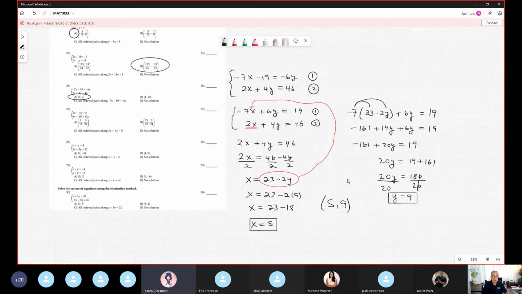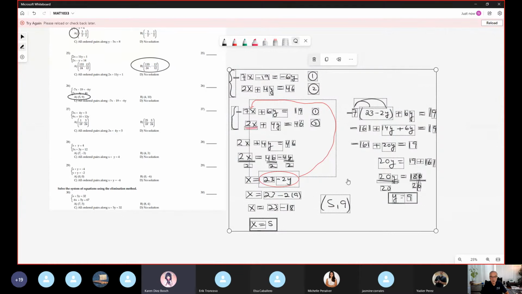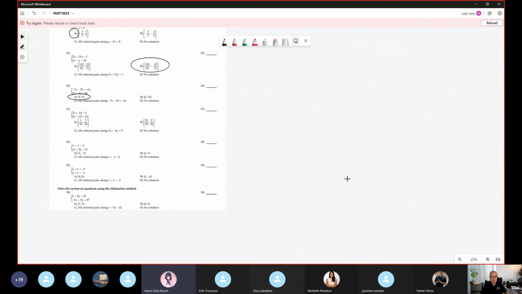Number 27. One more of substitution. Oh, no, one more, no. We are doing it completely, yeah. Because this package is good. This package has every possibility you need to know. Okay, cool.